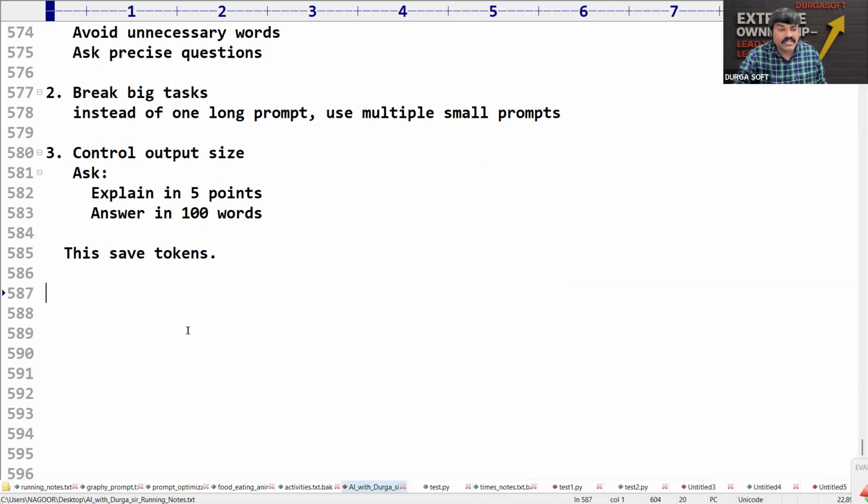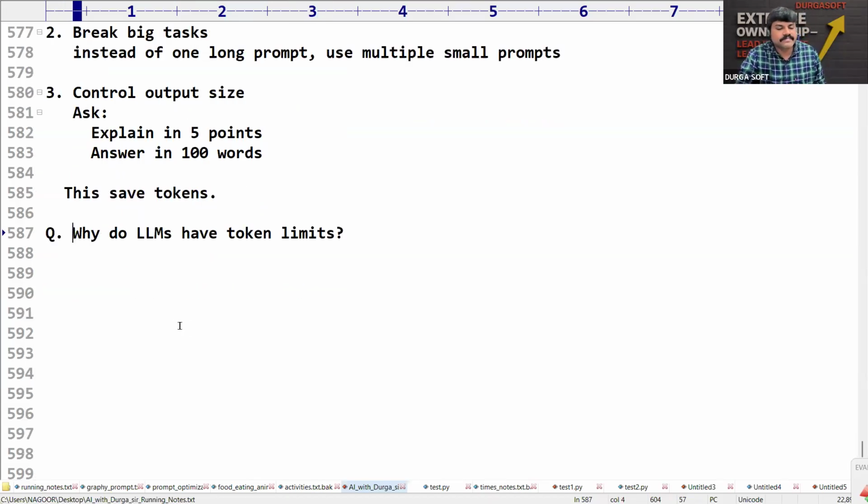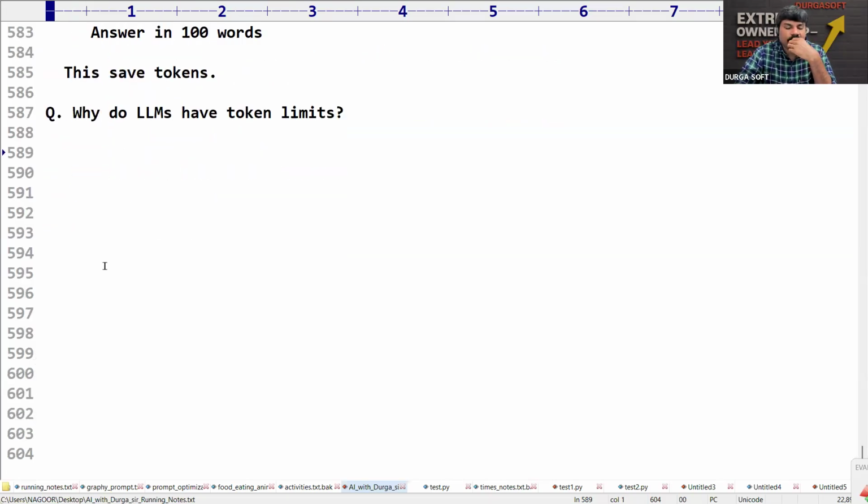Maybe there is a chance to be asked in the interview room: why do LLMs have token limits? Are you in a position to answer? Yes, sir.